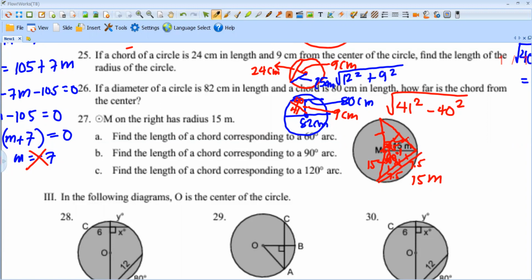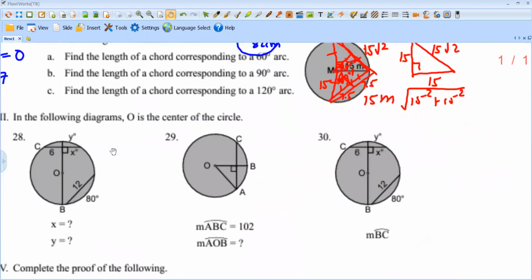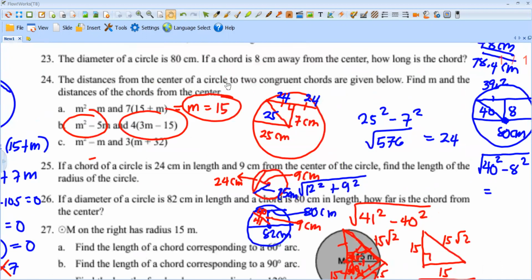So if this is 15, again, this is the 90-degree angle, okay? So 15 and 15. So this chord is 15 square root of 2. Or use 15 squared plus 15 squared, then square root. For 120 it's the same thing. You put 120 here and then divide by 60. The opposite is that. Okay, you can solve it alone by revising, and you will be able to solve those parts.